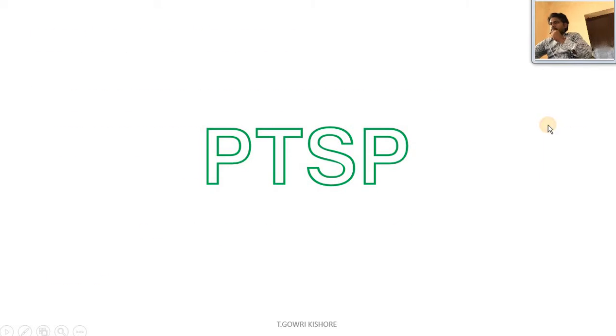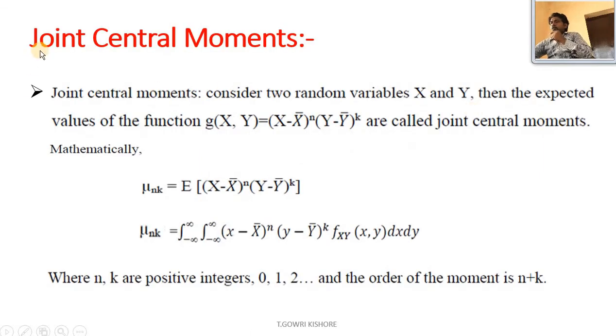Good morning to all. Today the topic is joint central moments. Joint central moment: consider two random variables x and y. Then the expected value of the function g of x comma y equal to (x minus x bar) whole power of n into (y minus y bar) whole power of k is called the joint central moment.